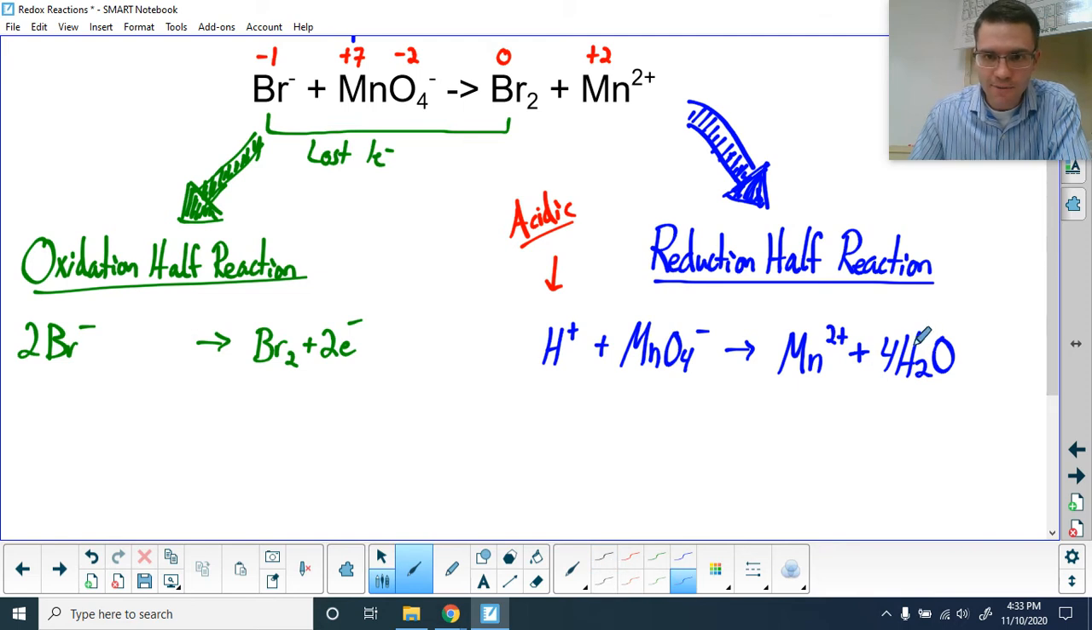I'm sorry, no it's not. We need 8 of these. And now it's balanced in terms of atoms. We have 8 H pluses and 8 H's on this side. We have 1 manganese, 4 oxygens, and 4 oxygens.